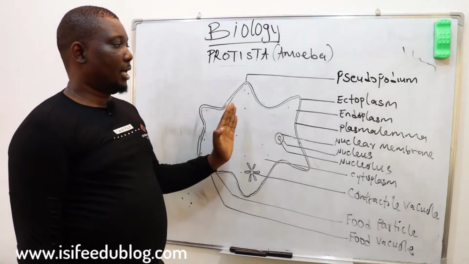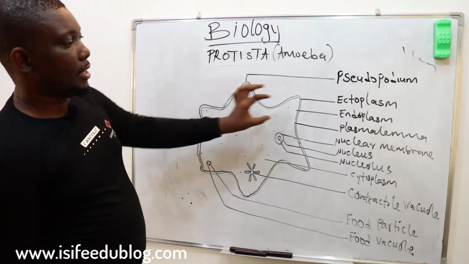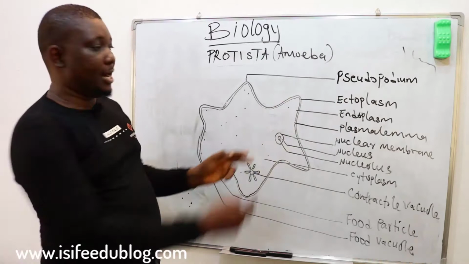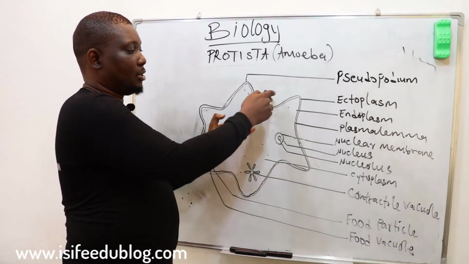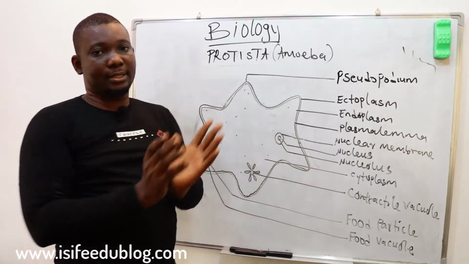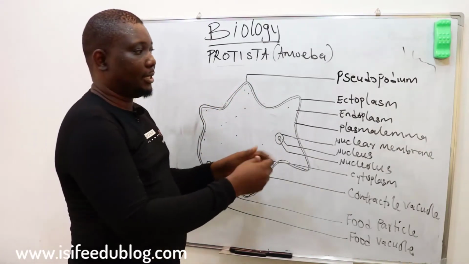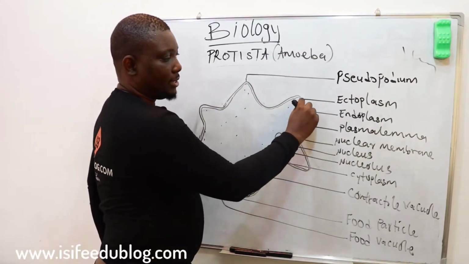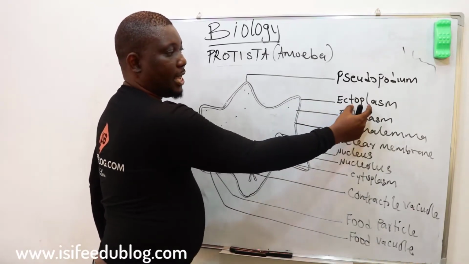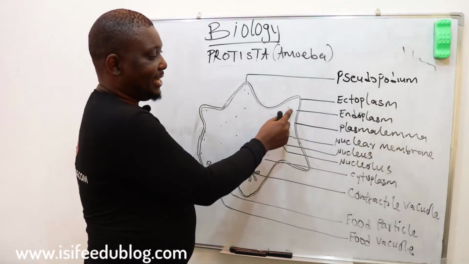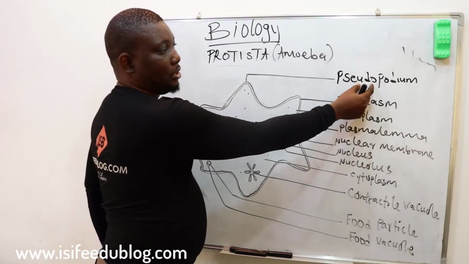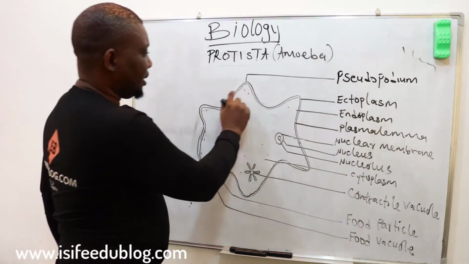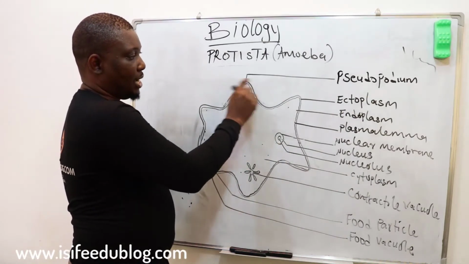Shapeless. And again, you can see there are two lines in the diagram, because the organism is made up of two layers. The outer layer, which is the outer surface, is called the ectoplasm, and then the inner layer is the endoplasm. And then this pseudopod here could be in any of these particular shapes.